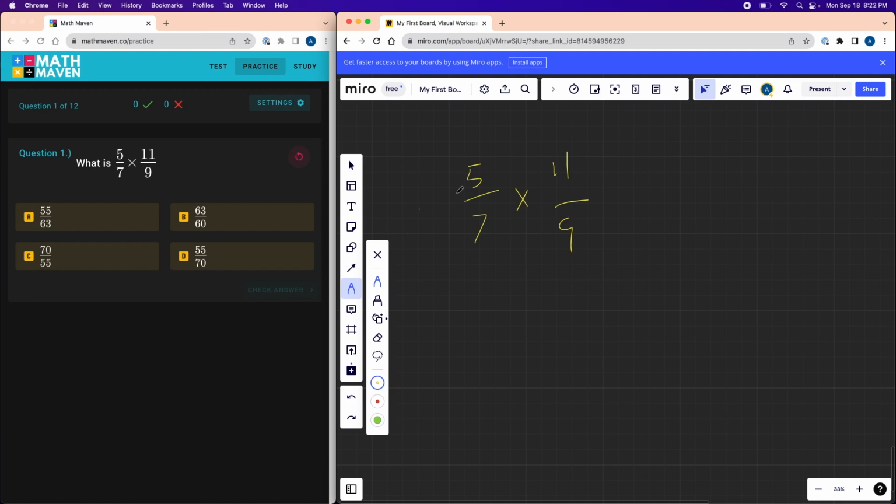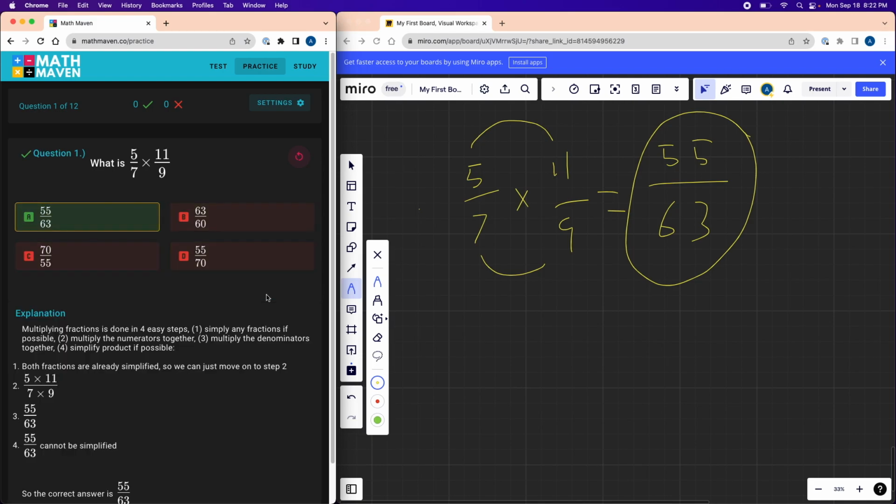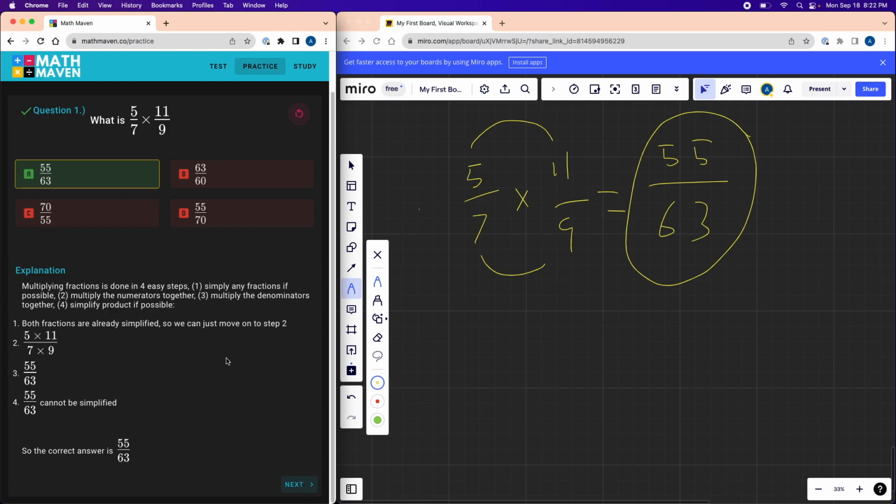Now it comes to just a simple multiplication of fractions. All we need to do is multiply the numerators, multiply the denominators, and go straight across. So 5 times 11 is going to give us 55 up on top. 7 times 9 is going to give us 63 on bottom. Looking at those, that fraction can't be simplified at all. So our final answer should be 55/63, which appears to be option A. We'll select that, check the answer, and it seems like we got it right. You can read the explanation there if you want. It seems to be pretty similar to what we got here, and we will move on.